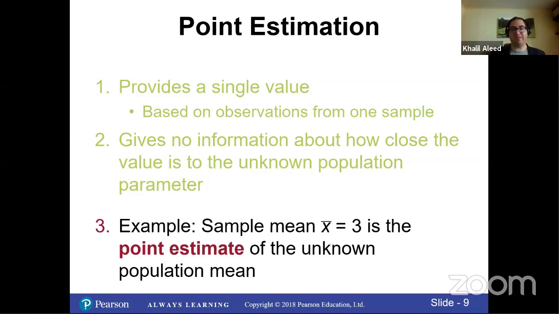So with a point estimate, we are using the data we have in the sample to check that the population parameter is equal to a specific point or a specific value. So that's the point estimate.